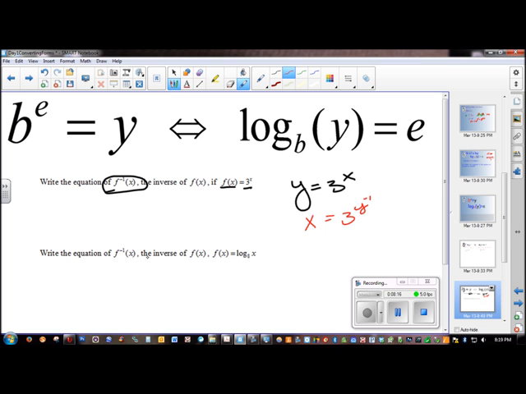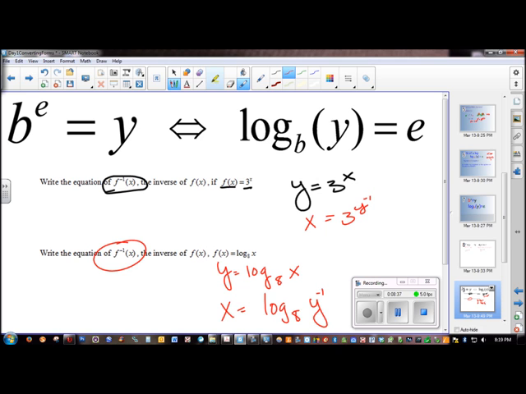Let's look at the next one down here. I need the inverse of this function. Well, this one says y equals log base 8, I believe that is, of x. And now if I want the inverse, I'm going to switch y to x. I'm going to switch x to y. That's really a y inverse.